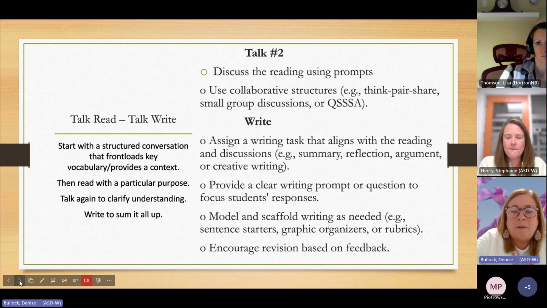At that time, you may want to introduce a graphic organizer, for them to be able to input some of the information that they learned, especially if it's a nonfiction text. Maybe write 2 things that you learned from the reading, or your favorite part of the book or something like that. And that's the Talk, Read, Talk, Write in a nutshell.